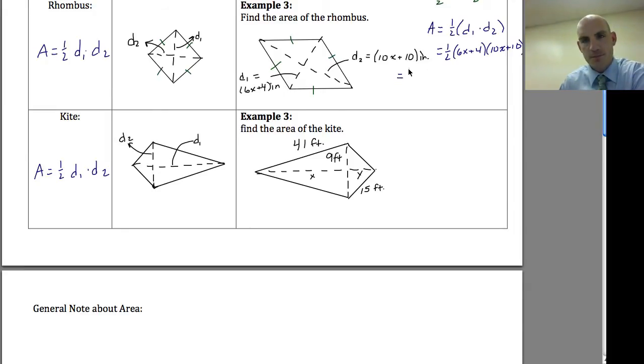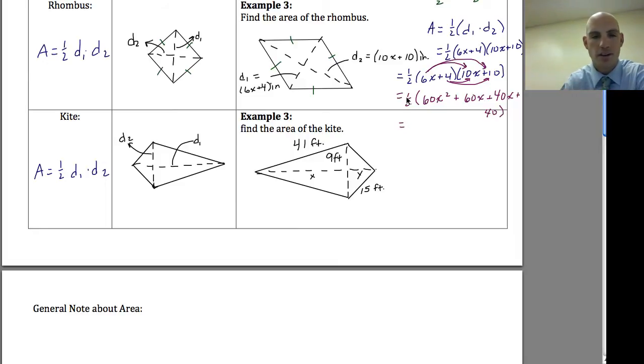Move it over a little bit. Let's leave the 1/2 out here for right now. And we're going to FOIL this out. So 6x plus 4, 10x plus 10. With these polynomials, all we're going to do is just distribute and do the FOIL method. So this is 1/2 of 6x times 10x would be 60x squared. So that's first, outside plus 60x, plus inside 40x, plus last 40.